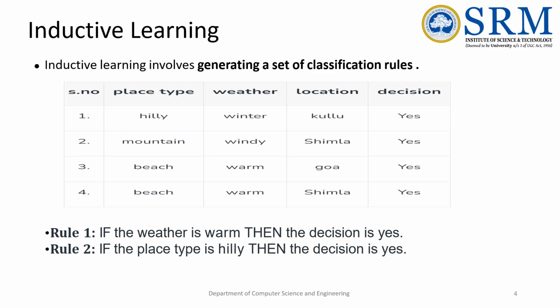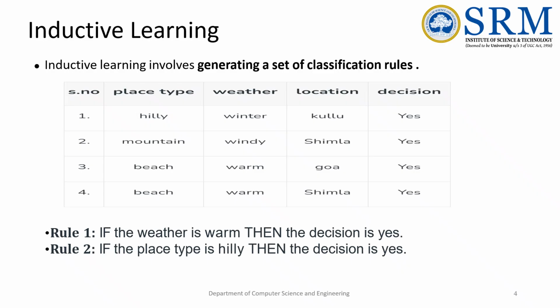Okay, if the weather is warm, then the decision is yes. If the place type is hilly, then the decision is yes. So those are the rules that we are going to follow. And after using the rules and conditions, we will be predicting the new data. So after this, which type of place you are going to prefer, the prediction will be on the new data. So this is a good example.